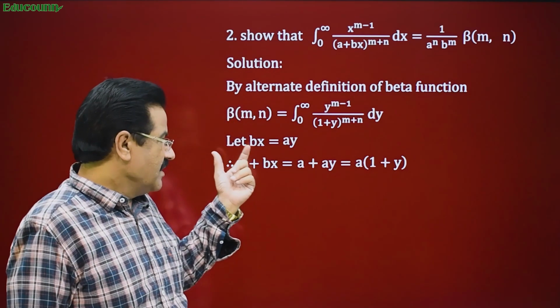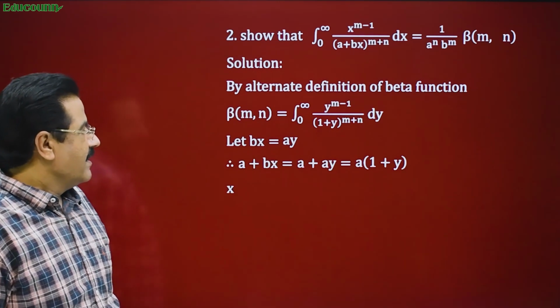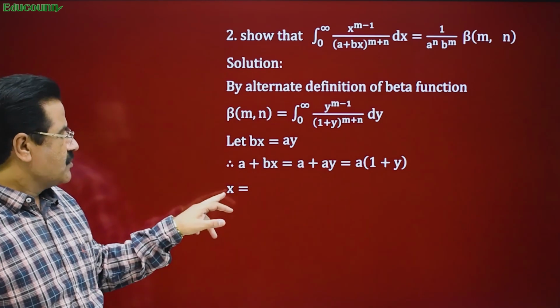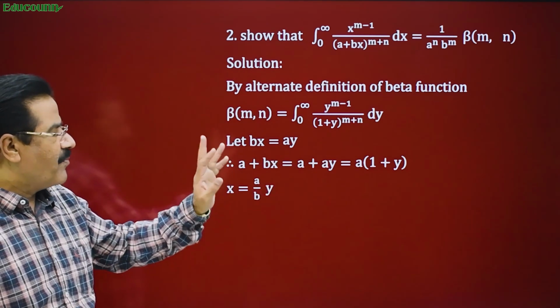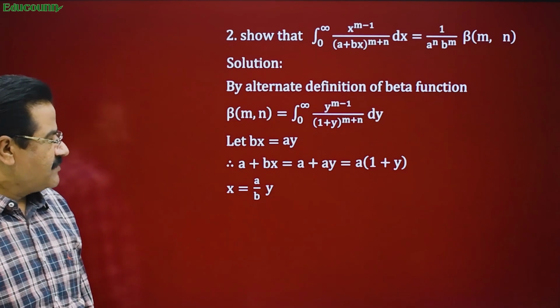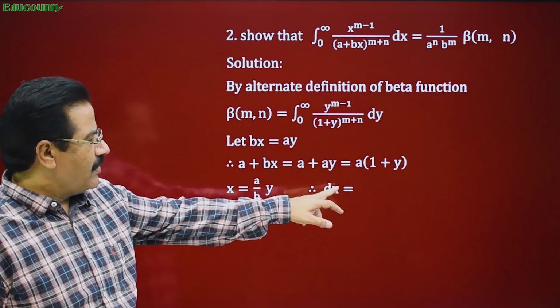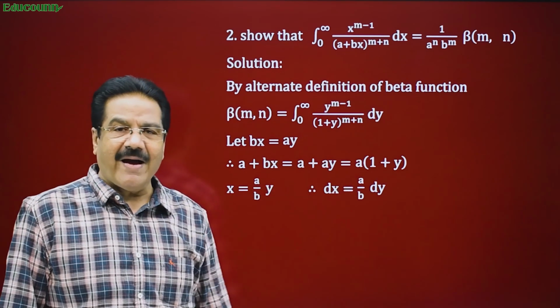And therefore, this substitution is made. Let us see the value of x now. bx is equal to ay, so we get x is equal to a upon b into y. As well as we have to find out the value of dx. dx is equal to a upon b into dy.